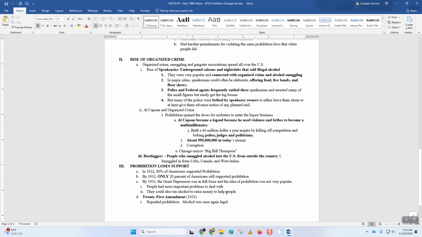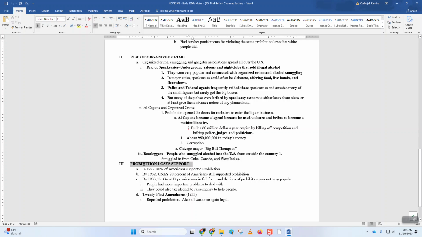Now, how does it end? Ultimately, Prohibition will lose support. In 1922, when Prohibition had first started, 80% of Americans were in favor of Prohibition, meaning 4 out of every 5 Americans said, yes, Prohibition is a good idea. And we're talking about years into it already. 10 years later, after all the violence, corruption, and all the mafia and all that, only 20% of Americans now support it. So by 10 years later, they realize, what did we do?